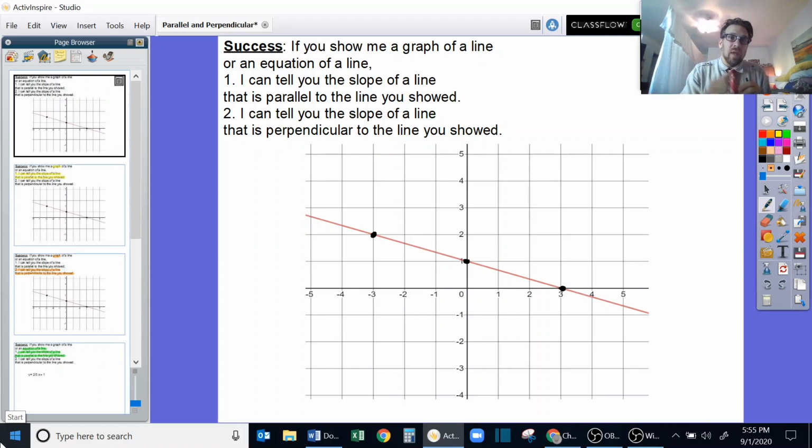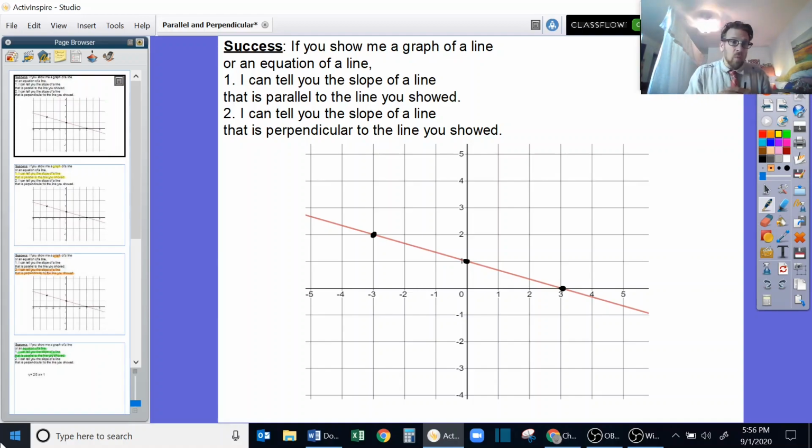We will be successful if you're able to do this. I give you a graph or I give you an equation of a line, and you're able to tell me the slope of a line that's parallel to that line that I gave you. Or I give you a graph of a line or an equation of a line, and you're able to give me the slope of a line that's perpendicular to that line that I showed.